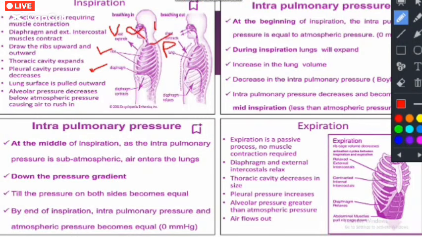Intrapulmonary pressure is what? 760. In the respiratory tract, it is what? 0. So what happens to the intrapulmonary pressure? It will decrease. Decrease to what? It will decrease to 0.